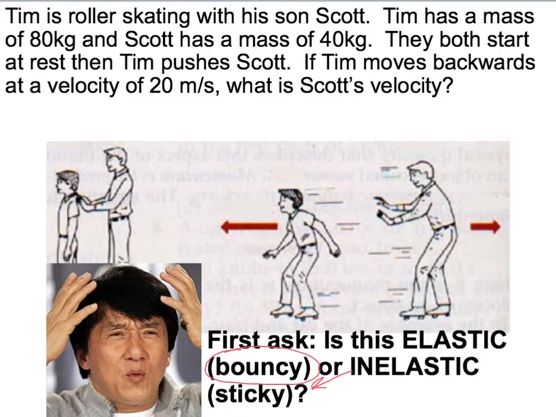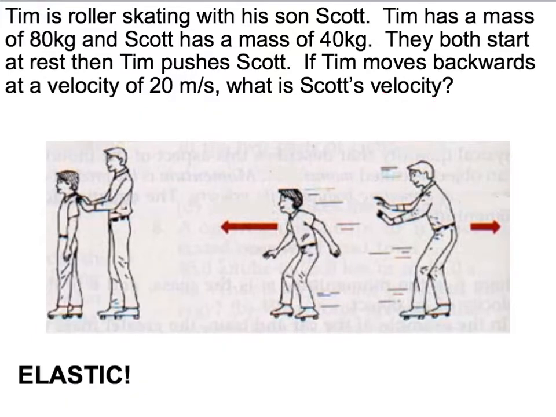So let's look at this one. Is this collision elastic or inelastic? Are Tim and Scott stuck together, or are they moving apart? Before the collision, they're together, but after the collision, they're moving apart. So, this would be an example of an elastic collision, where they're moving apart. As soon as you identify that this is an elastic collision, we're going to proceed in a specific way.